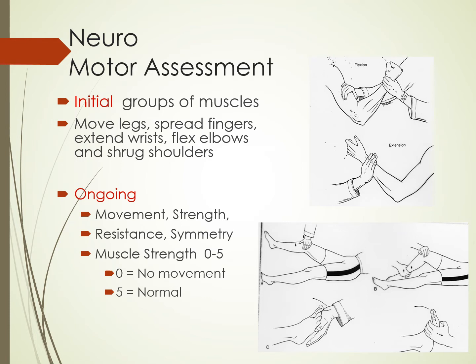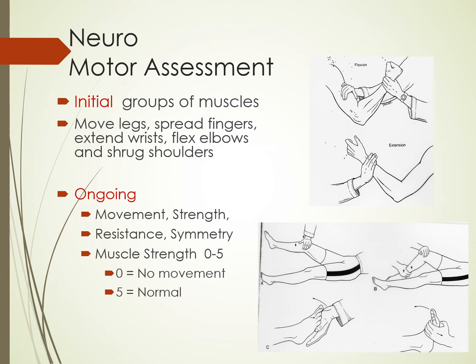Alright, so let's look at a neuroassessment targeted towards spinal cord injury. I think it's helpful to do these in groups of muscles. We'll start with our lower spinal cord intactness initially, so you may start by asking them to move their legs. If they can move their legs, then the rest of the spinal cord is probably intact. But if there's no movement there, then the next thing to do would be to ask them to spread their fingers.